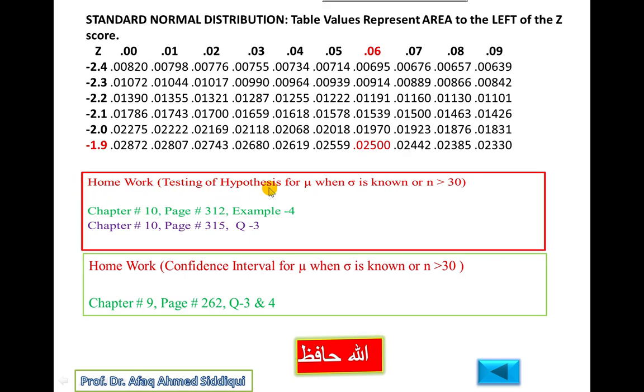Now homework. For testing of hypothesis for mu, sigma known or n greater than 30: chapter number 10 of testing of hypothesis, page number 312, solve example number 4, and page number 315, question number 3. Homework for the confidence interval, second topic of the same condition: chapter number 9, page 262, questions number 3 and 4.